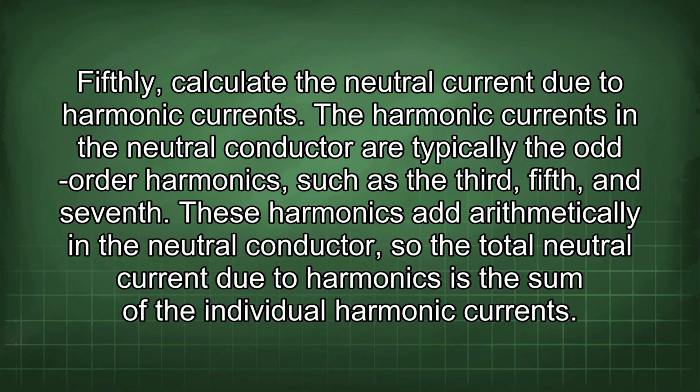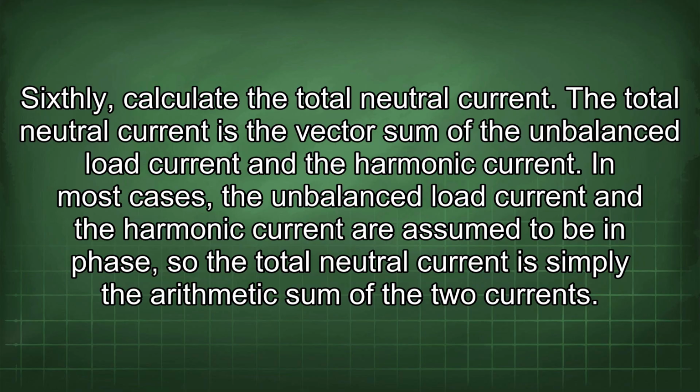Fifthly, calculate the neutral current due to harmonic currents. The harmonic currents in the neutral conductor are typically the odd-order harmonics, such as the third, fifth, and seventh. These harmonics add arithmetically in the neutral conductor, so the total neutral current due to harmonics is the sum of the individual harmonic currents. Sixthly, calculate the total neutral current. The total neutral current is the vector sum of the unbalanced load current and the harmonic current. In most cases, the unbalanced load current and the harmonic current are assumed to be in phase, so the total neutral current is simply the arithmetic sum of the two currents.